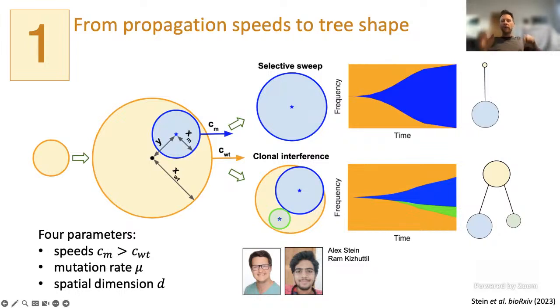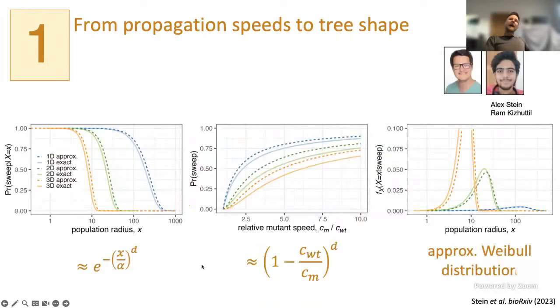So we're looking here at the first part of the evolutionary tree, not what happens further down, but what is the first event? Is it linear or is it branching? And the nice thing about this model is it has very few parameters. So the parameters are the speeds, cm and cwt, the mutation rate, mu, so how often these mutations occur, and the spatial dimension, d, if you count that as a parameter, which will be 1, 2, and 3. And what's very nice about this is that you can analyze this model.